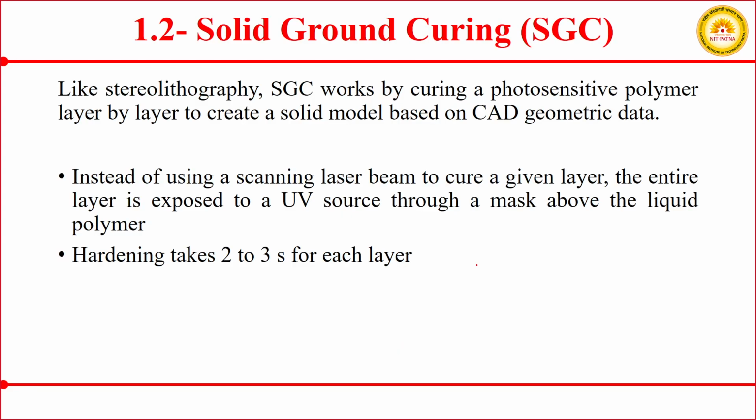Then we have, I will move a little bit fast because I have to tell about the classification of all the processes. So solid ground curing is the second process in the liquid based additive manufacturing processes. Like stereolithography, solid ground curing works by curing a photosensitive polymer layer by layer to create a solid model based on CAD geometric data, right?